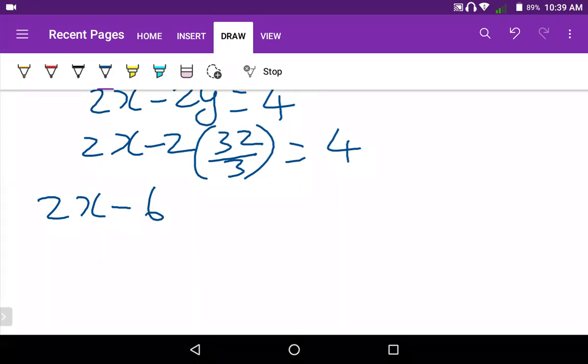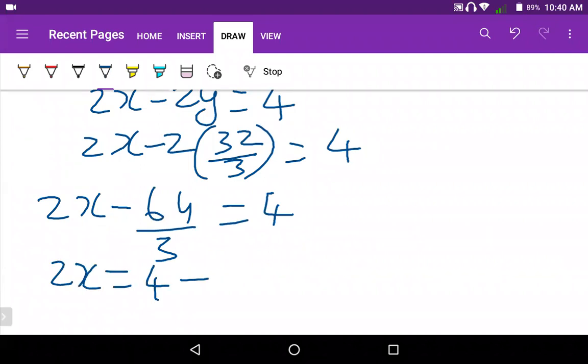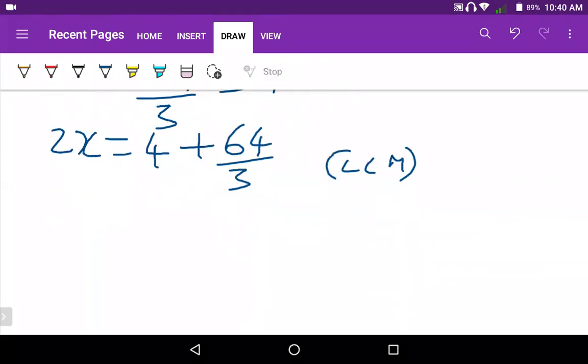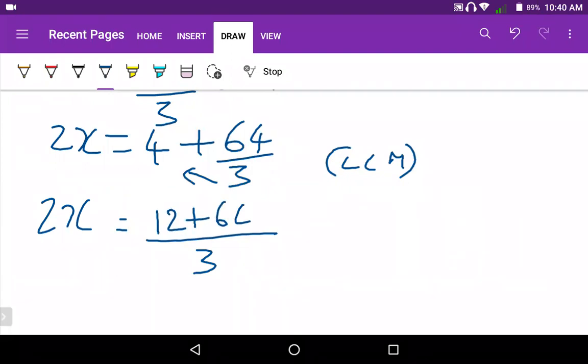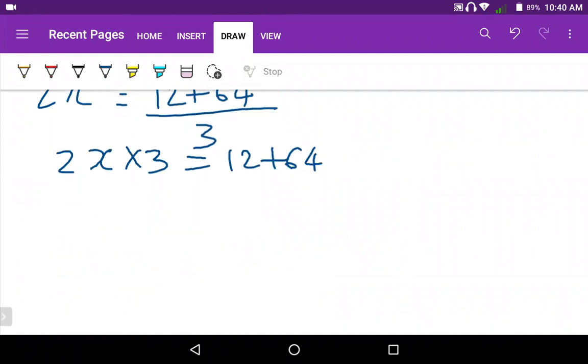So what do you get? 64 by 3 is equal to 4. So 2x is equal to 4 plus 64 by 3. I have to take LCM here. So once I take LCM here, 2x will remain, 3 will be the LCM. So 4 threes are 12 plus 64. So 2x into 3, I'm taking 3 to the other side, is equal to 12 plus 64. So 2x into 3 is 6x is equal to 12 plus 64, which is how much? 76.